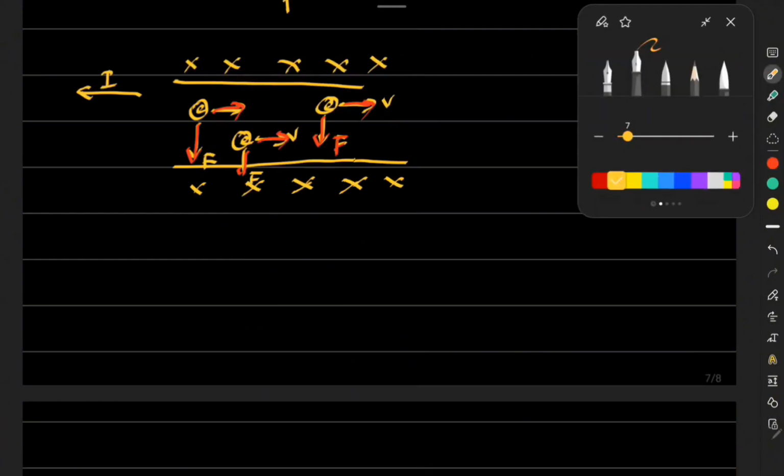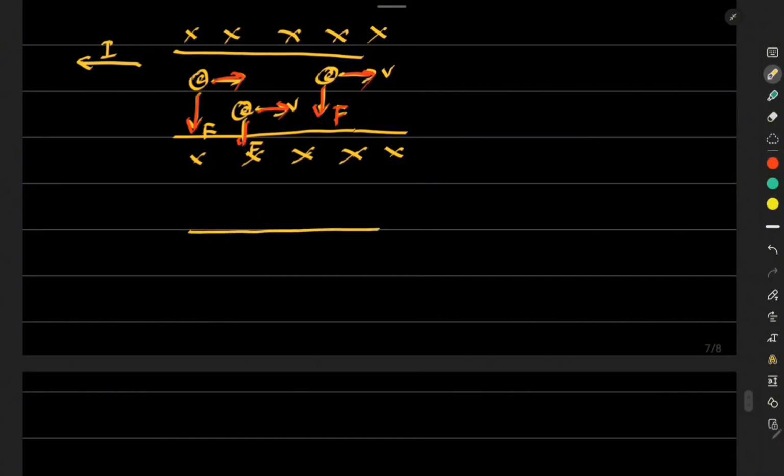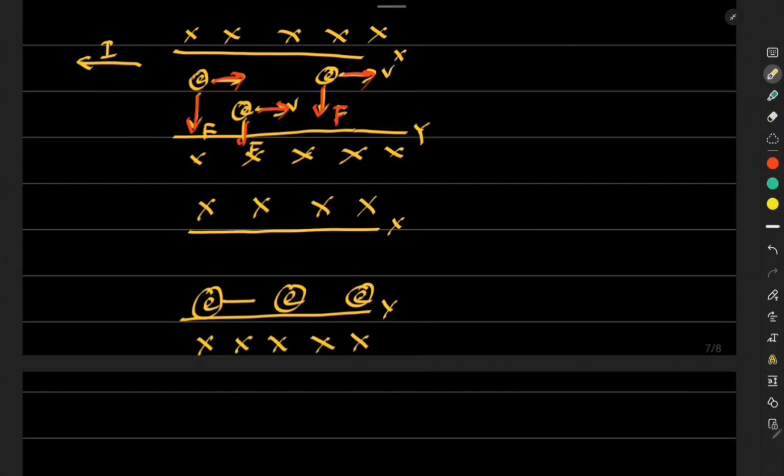Due to the force acting on the conductor from the magnetic field, the electrons will be pushed downwards to the bottom part. They will move downwards, and it will create a potential difference. The upper part of the conductor will be positively charged and the lower part will be negatively charged. Therefore, it will create a potential difference.